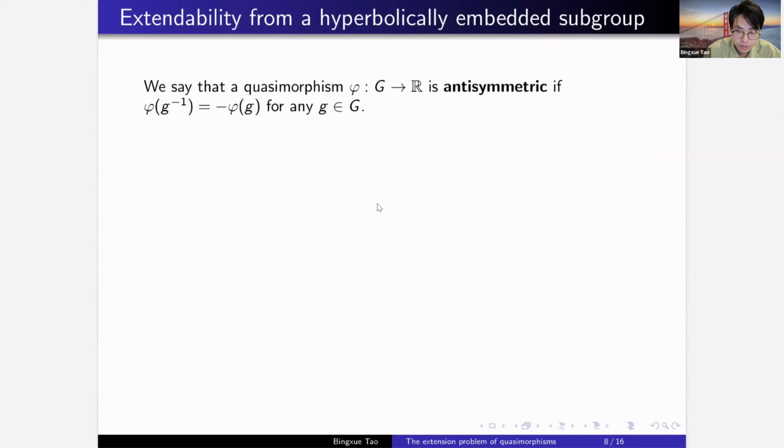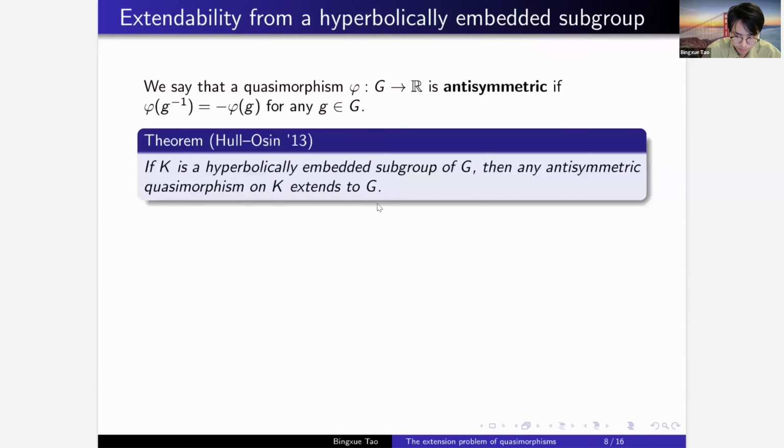And so the first result I want to introduce is about extendability from hyperbolically embedded subgroups. We say a quasimorphism is antisymmetric if the value on g inverse is minus the value on g. So the theorem by Hull–Osin states that if K is a hyperbolically embedded subgroup of G, then any antisymmetric quasimorphism on K extends to G.